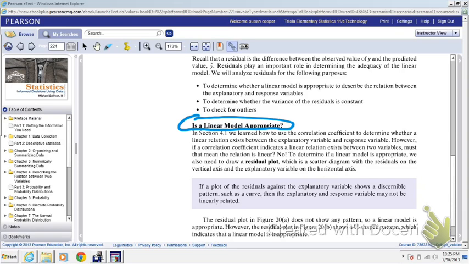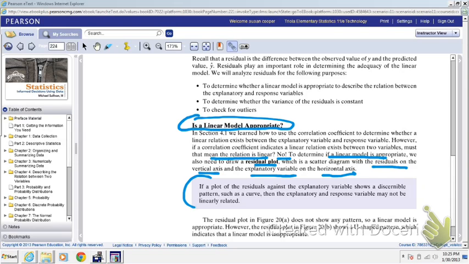And I like what your author says here. Just because your correlation coefficient is strong, does it mean that the relation is linear? No. And the author blatantly says, to determine if a linear model is appropriate, we need to draw a residual plot. So today we're going to be working on residual plots, which is basically a scatter diagram with the residuals on the vertical axis and the explanatory variable on the horizontal axis. If that sounds scary, it's not. I'll do it with you in a moment.